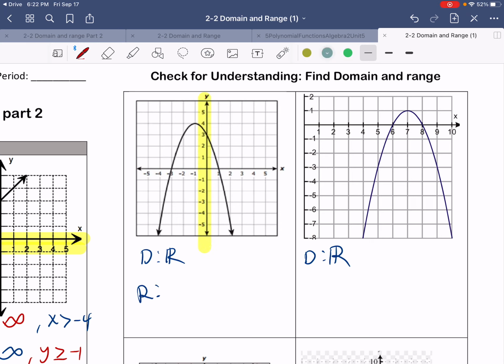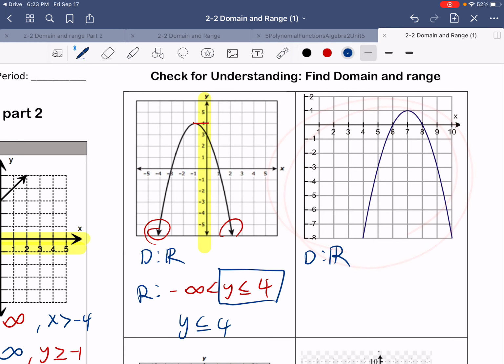Let's look at this. Range. What's the lowest point this one can get? It's not 4. It's negative infinity. Right? Because it keeps going down. And the highest point is 4. And this one, y, we don't have to flip it because y comes first already. So it's going to be this. Okay? Now try this question by yourself.